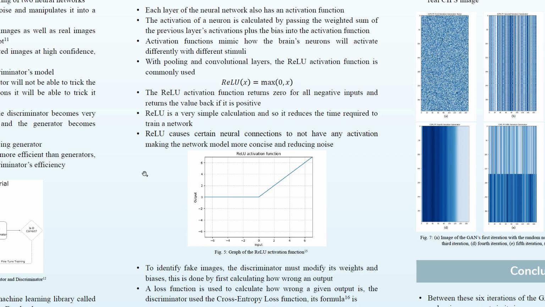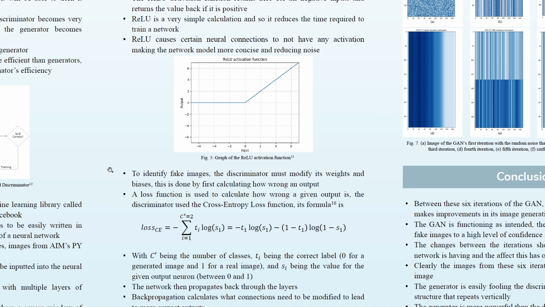Having a very simple function helps to reduce the time necessary to train a network, and then passing certain values to 0 helps to make the network more concise and reduce noise. You don't want to have neurons that are unused just sitting there, so you just send them to 0 so that nothing can pass through there.